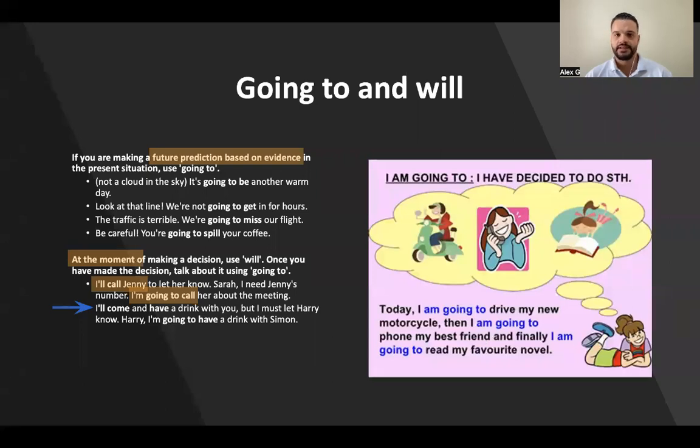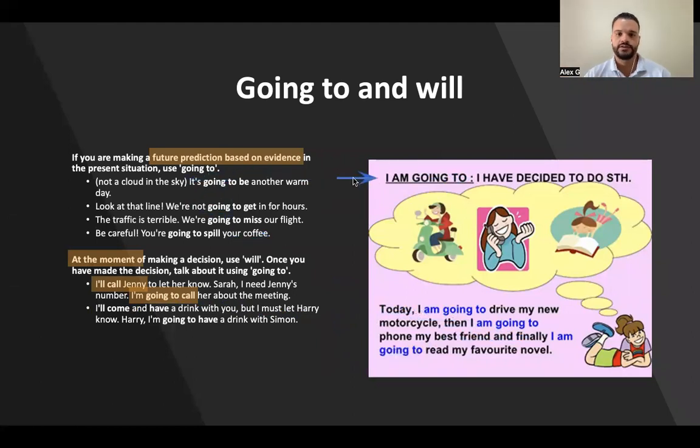Down here, we have an example that I'm going to share with you. So let's read the example down here. Remember, this is a decision that I have made. Today, I am going to drive my new motorcycle. Then I'm going to phone my best friend. And finally, I'm going to read my favorite novel. Once you have a plan, you can use going to talk about your plans in the future.